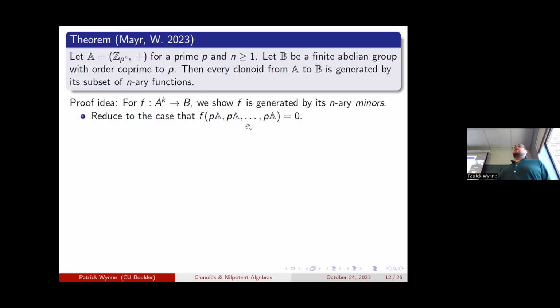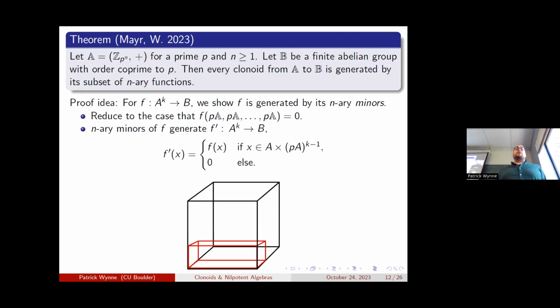To reduce to this case, essentially we just go by induction on the submodules, or in this case subgroups, of A. So we reduce to this case where the function disappears on its maximal submodule, and we look at the n-ary functions generated by f. From those we can generate another k-ary function which looks just like f on some subset here, and looks like 0 everywhere else. This subset is exactly A in the first component, and all the other components come from pA. If this is the picture for k equals 3, then our function looks like f on this red cube, a red rectangular prism, and the function is 0 outside of here.